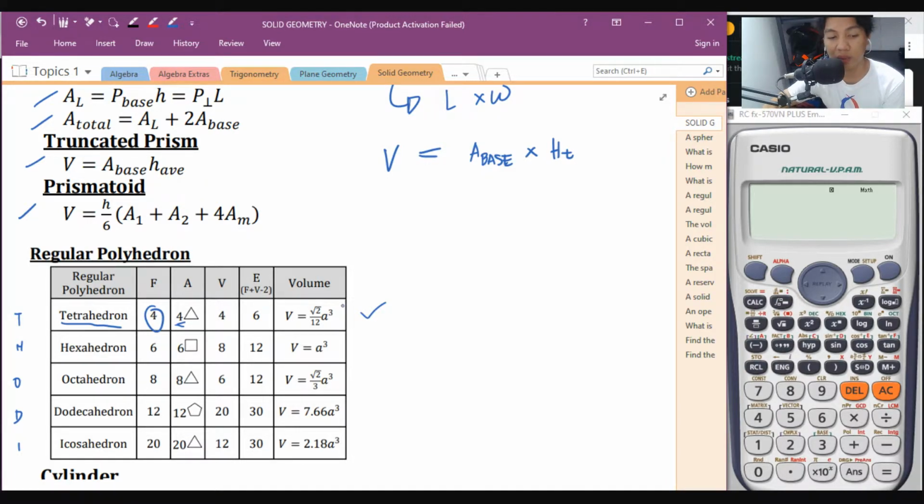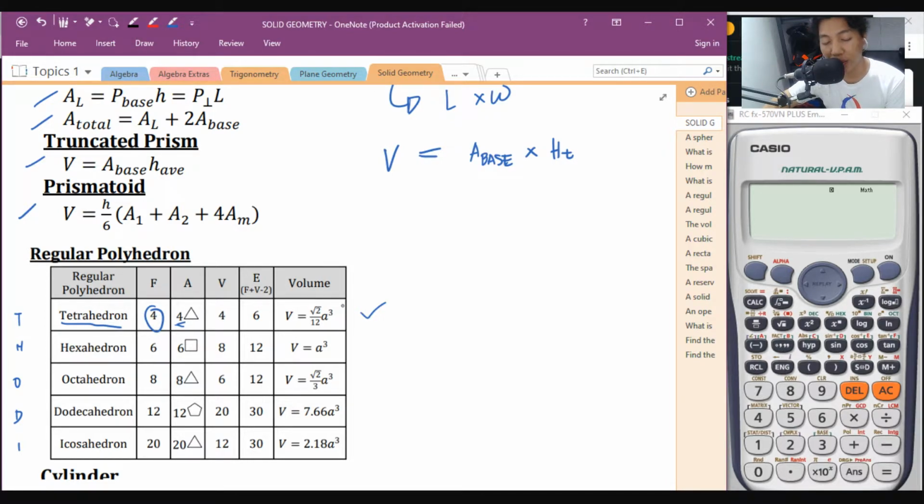An octahedron naman, 8 faces. Ibig sabihin yung faces na yun, 8 times the area of a triangle. And then, vertices will be 6. And then, edges, which is 12. That is, equal yung volume sa square root of 2 over 3 multiplied to A cube.